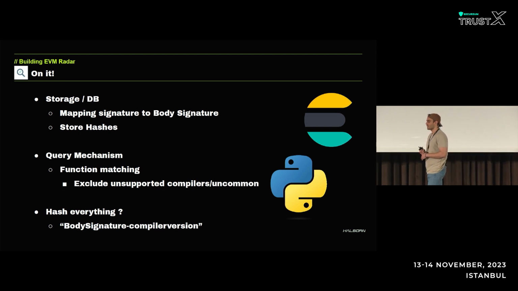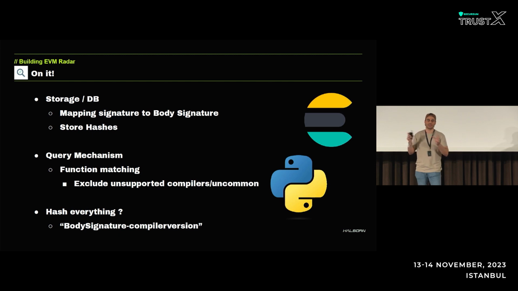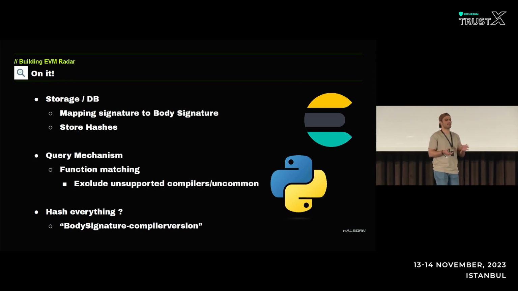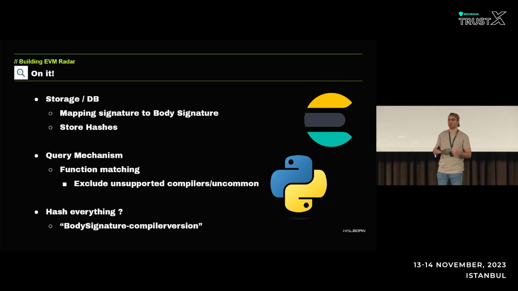And the query mechanism is function matching, excluding the unsupported and uncommon compilers. This entire operation is about building this at big scale. So we are not really going to take a few samples of the bytecodes deployed over multiple networks and say, okay, this is how it works here, and write a rule based on that. It's more like you are doing data analytics on the massive bytecodes you have.